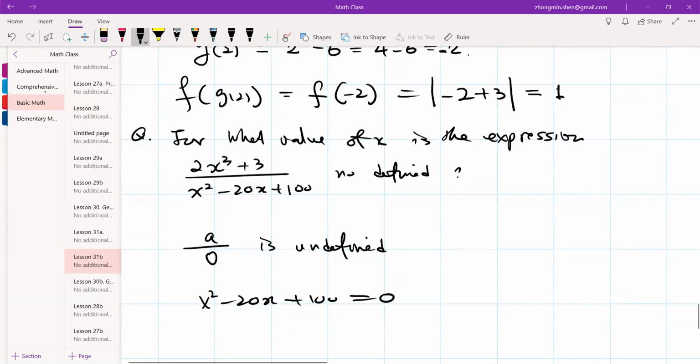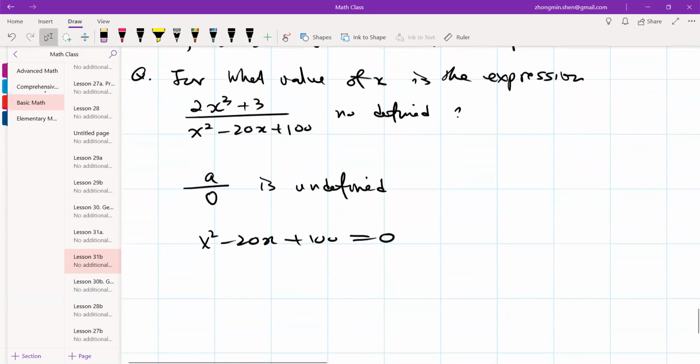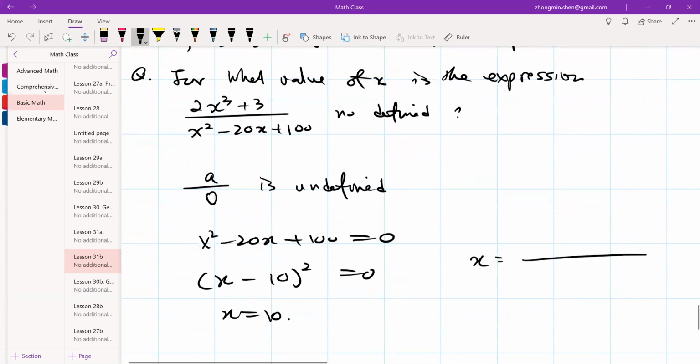So all you have to do is solve this equation to see when it's going to be 0. There are many ways to solve this quadratic equation. Some students can factor this quadratic function, some have to use the quadratic formula. It's really up to you. I'm going to just factor this. It's going to be (x minus 10) squared, so x is going to be 10.